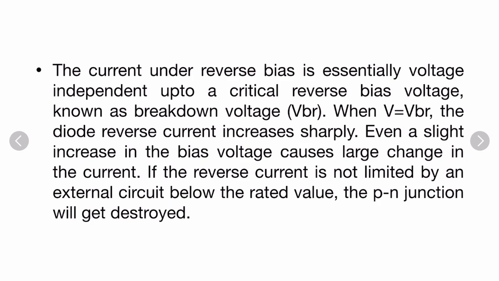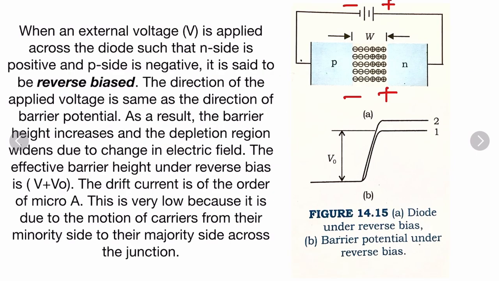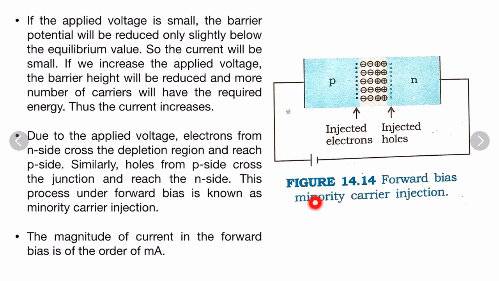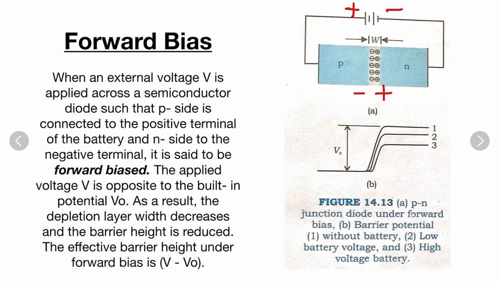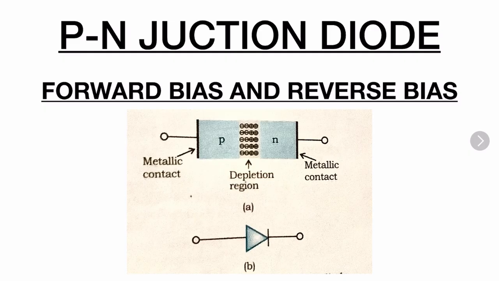Okay, this is all about PN junction reverse bias. So this is the reverse bias. Once again I'm showing you the pictures. This is the picture of forward bias minority carrier injection, which I have shown you earlier. I have explained earlier the term minority carrier injection. So this is the forward bias and this is in general the picture of the PN junction diode.